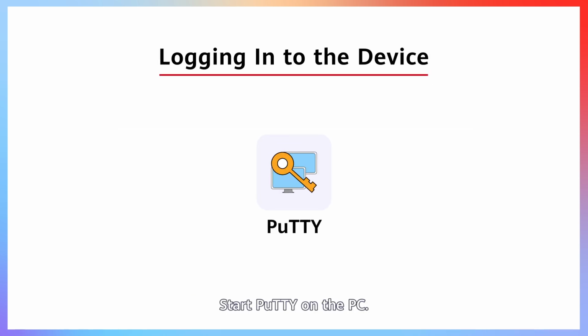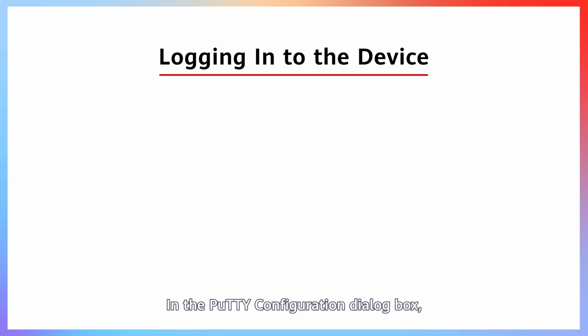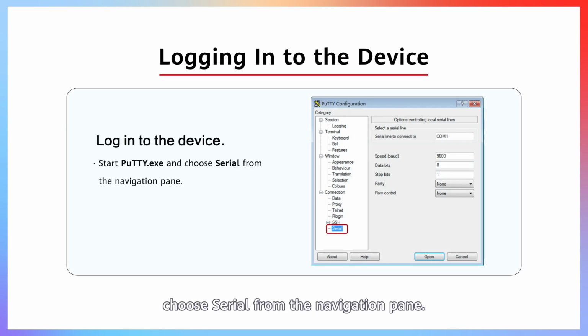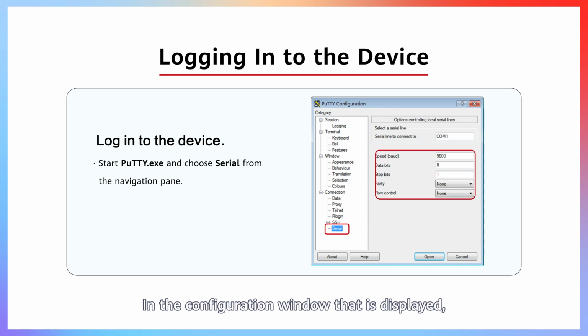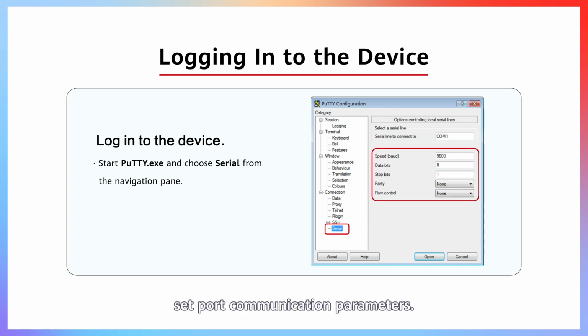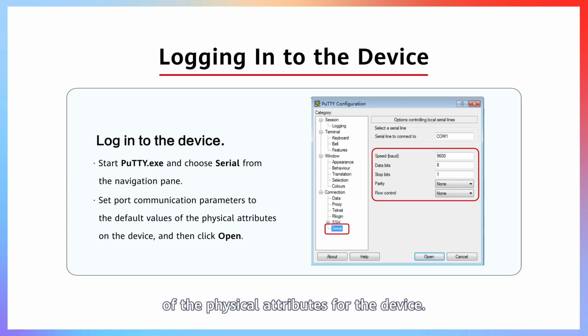Start PuTTY on the PC. In the PuTTY configuration dialog box, choose Serial from the navigation pane. In the configuration window that is displayed, set port communication parameters. The parameters for the terminal emulation program must be set to the default values of the physical attributes for the device. Otherwise, logging in to the device fails.